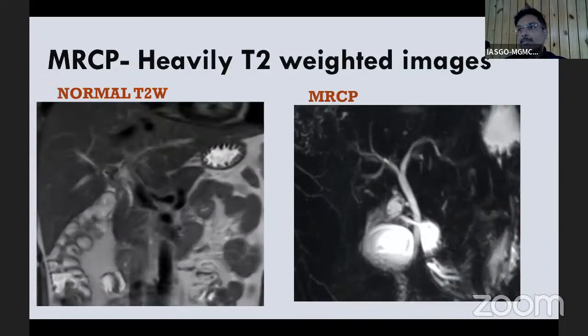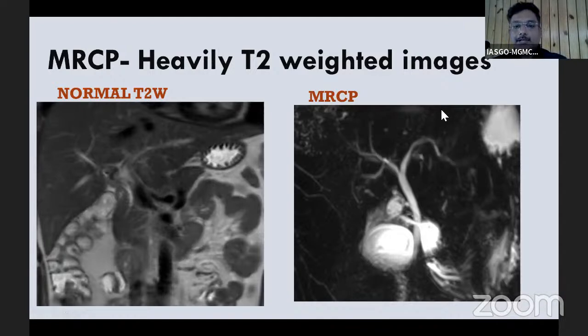So on an MRCP, basically any slow moving fluid or static fluid will appear bright, and any other thing in the upper abdomen like liver, spleen, any other organ, or fast moving fluid like blood in the vessels will appear dark. So this is how T2 weighted images appear, and this is the MRCP images.